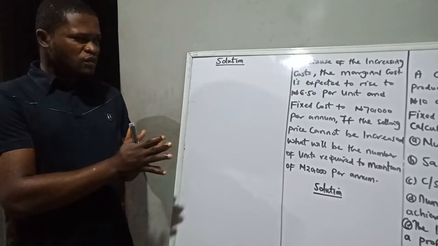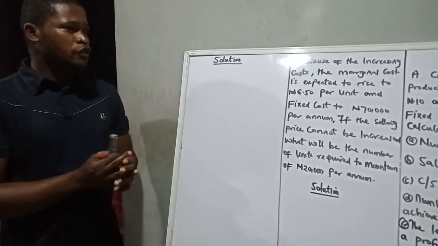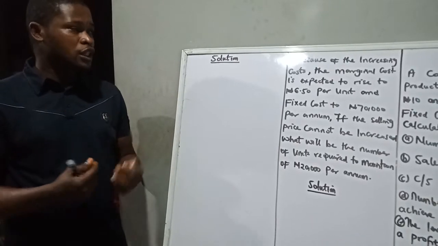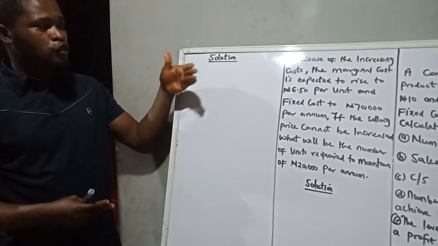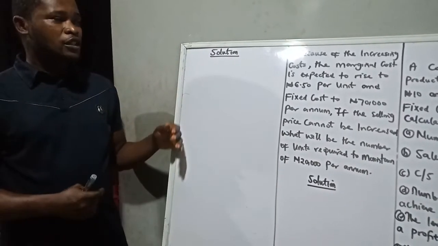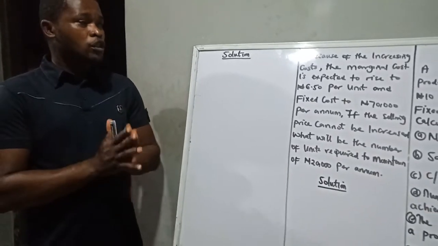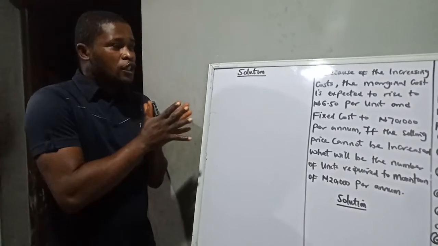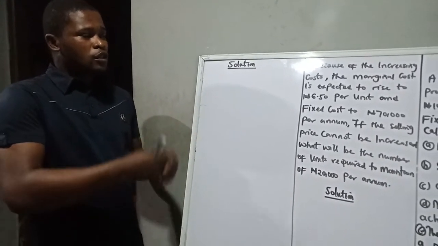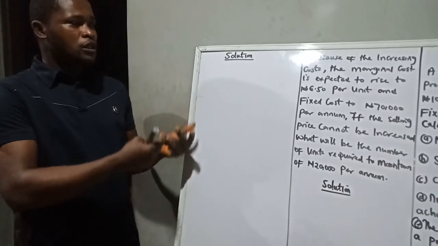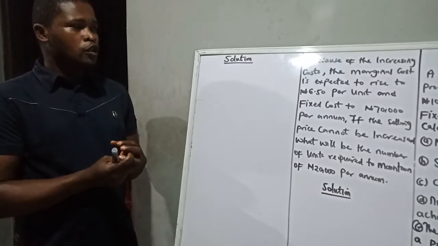Then we looked at the formulas, how to calculate break-even analysis. We talked about the break-even point in units, the break-even point in sales, targeted profits, contribution margin, and contribution margin ratio. All these are what we did in the last videos. So today we're looking at the calculation aspect, where we are going to calculate the break-even point in units, in sales, and the targeted profit.